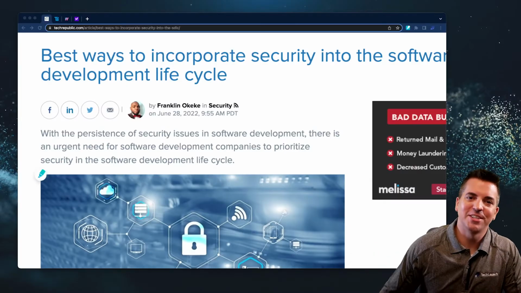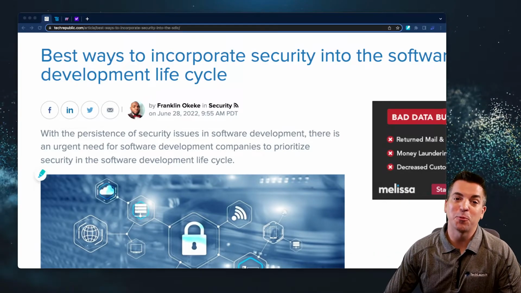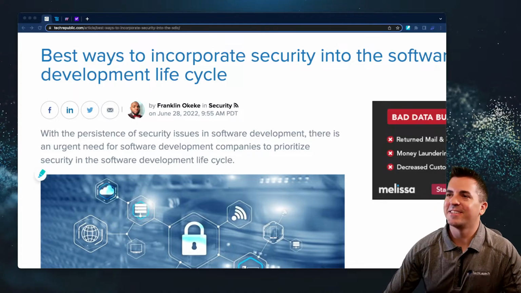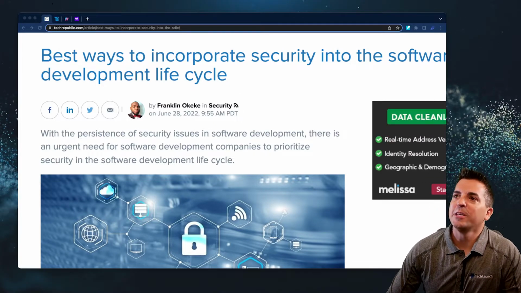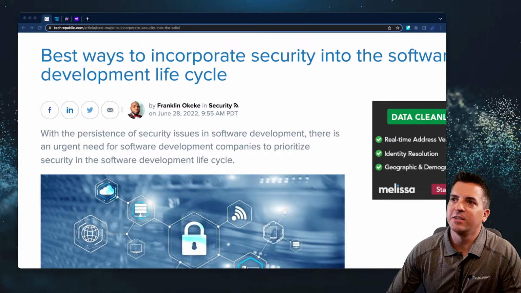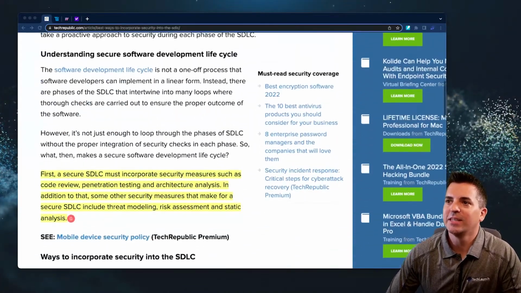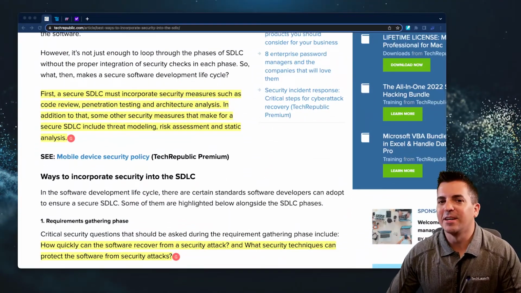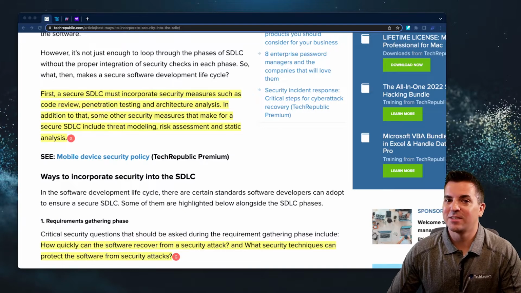Welcome to another edition of Software Security and Performance in the News. Let's dive into this edition. Start out by talking about best ways to incorporate security into the software development lifecycle. Pretty basic concept, but not easy to execute on.